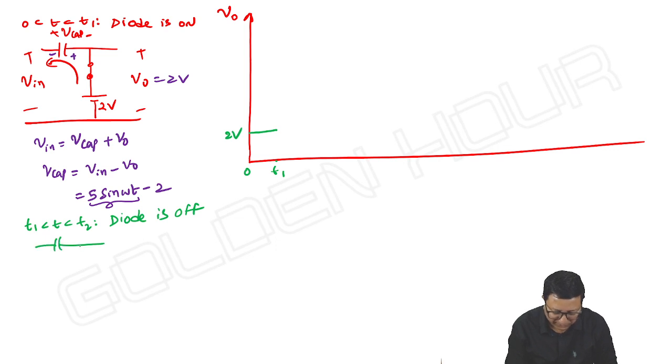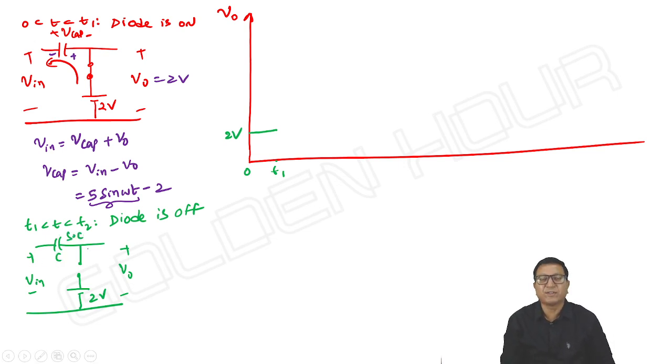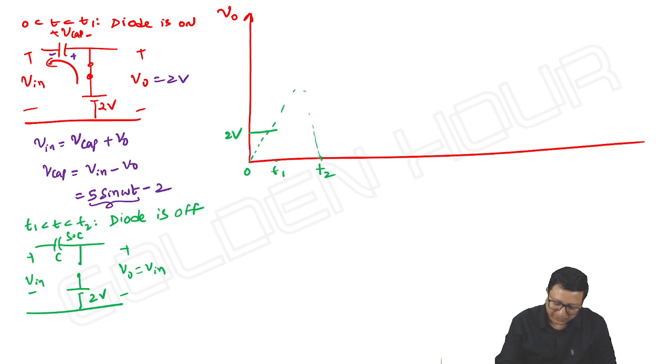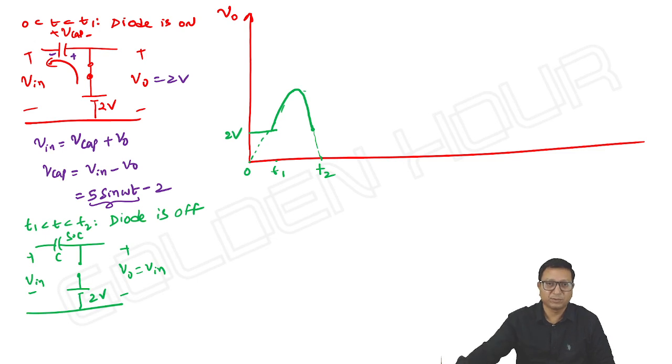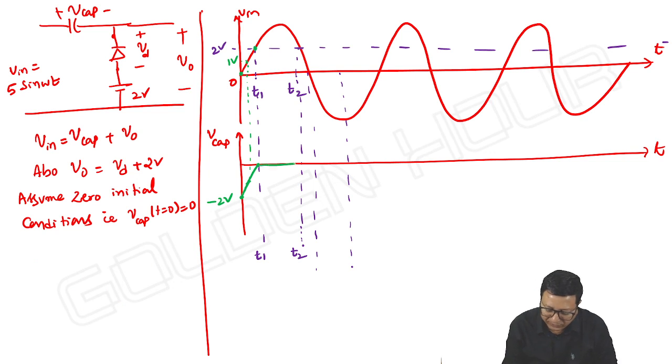So the equivalent circuit, if we take it, comes like this. The capacitor voltage is 0, which means the capacitor simply acts as a short circuit. Then what about the output? Output is equal to input from T1 to T2. As the input is rising, the same shape is followed by the output, from T1 to T2. And what about the capacitor voltage? It is 0.